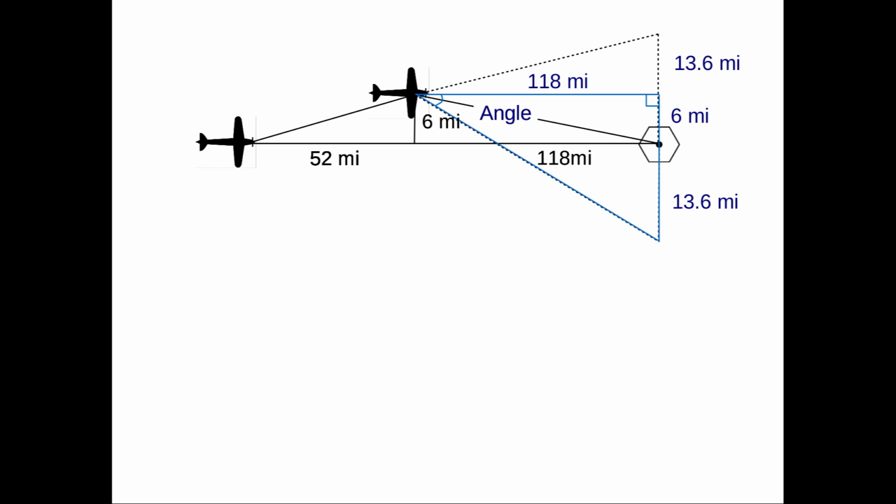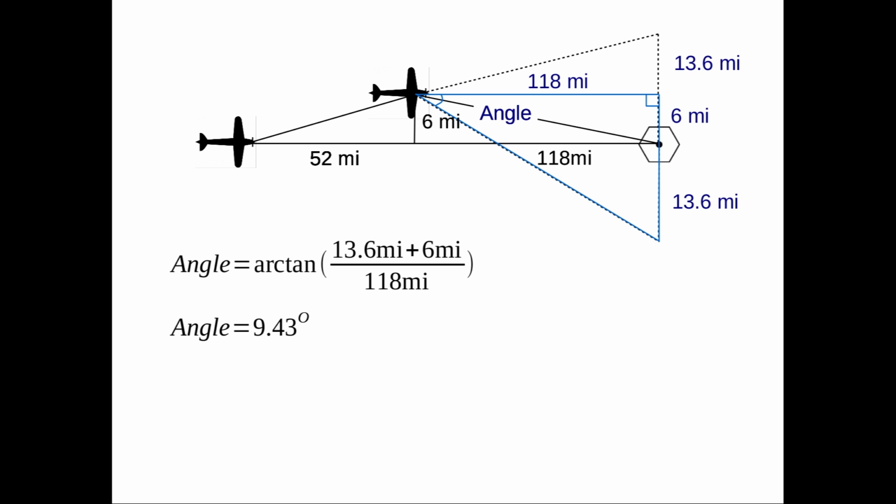So you've got the adjacent side and the opposite side with respect to your unknown wind correction angle. Anytime you have an opposite side and an adjacent side and an angle, and you don't care at all about the hypotenuse, that's a good setup for a tangent problem. And in this case, since you're solving for the angle and not the ratio, it's an arctangent problem. So compute the arctangent of 13.6 plus 6 over 118. That's the opposite side over the adjacent side. And you get a 9.43 degree wind correction angle.